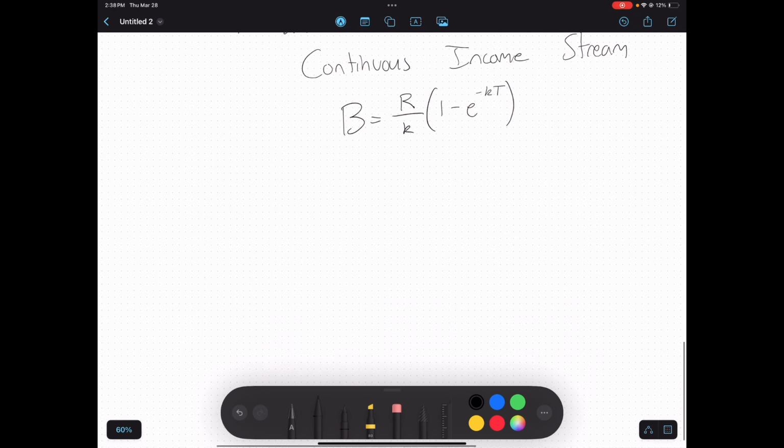If your income stream is not constant, so let's say as time goes on, you're able to contribute more each year, then this process becomes a little bit more complicated because you do have to go back to integrals. You have to take the integral of your non-constant continuous income stream times e to the negative kt dt. And that's probably going to require integration by parts. Luckily, none of the homework problems will have you actually do that.